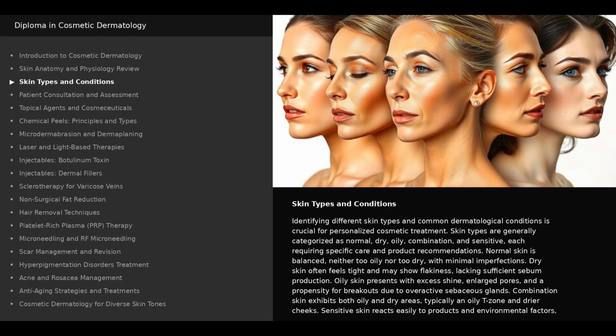Dry skin often feels tight and may show flakiness, lacking sufficient sebum production. Oily skin presents with excess shine, enlarged pores, and a propensity for breakouts due to overactive sebaceous glands. Combination skin exhibits both oily and dry areas, typically an oily T-zone and drier cheeks. Sensitive skin reacts easily to products and environmental factors, often showing redness and irritation. Accurate assessment of skin type guides the selection of appropriate cosmetic procedures and home care regimens.